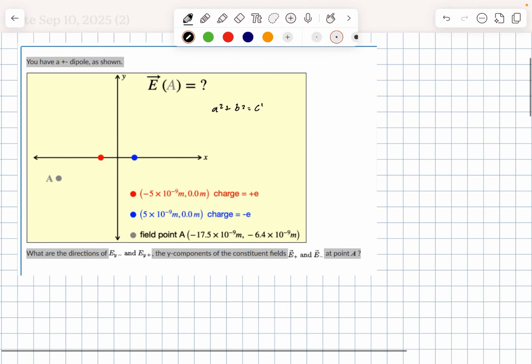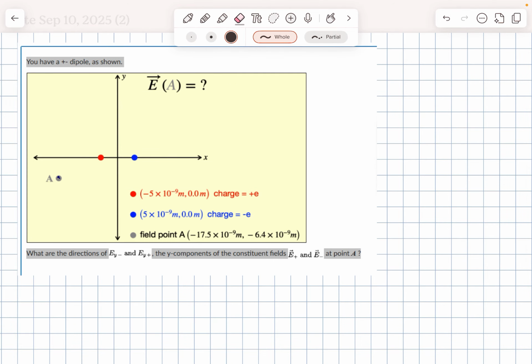basically we're asked to find the magnitude of the constituent fields of our proton and our electron acting onto point A, which is this area in space. And what this question gives us here off the bat is the displacement, or basically where the electron and proton are oriented on our graph, as well as point A. So I'm going to write some few things down here.